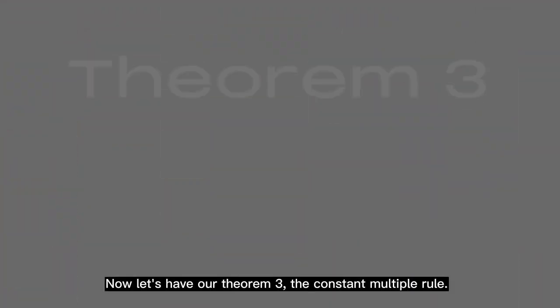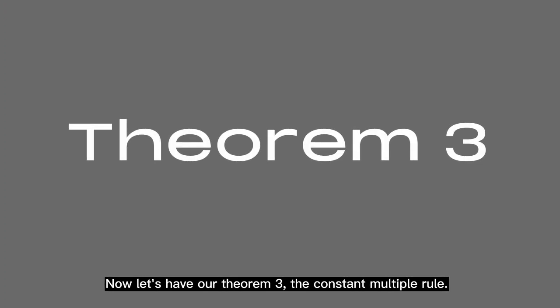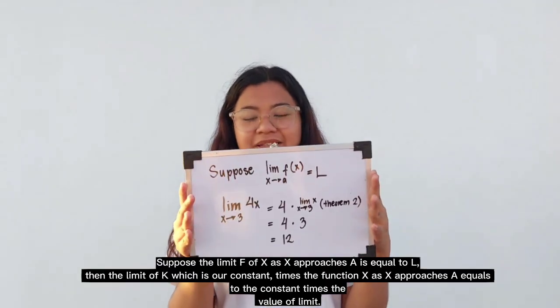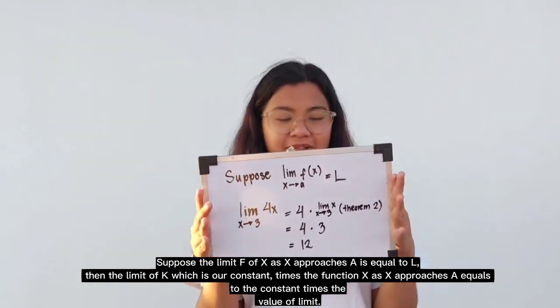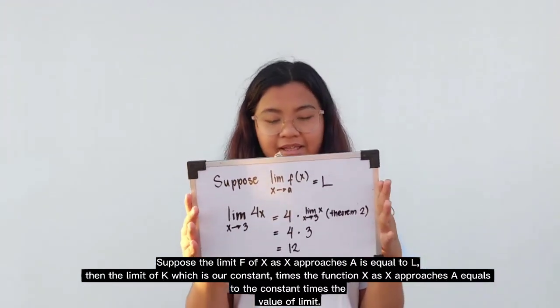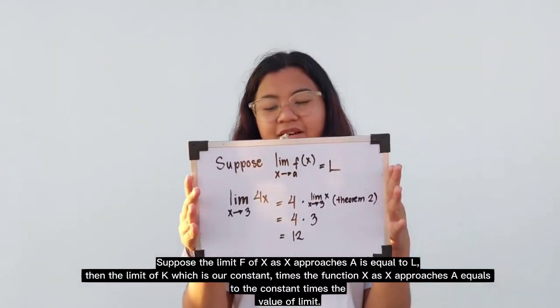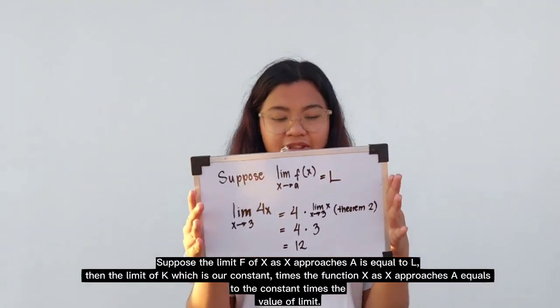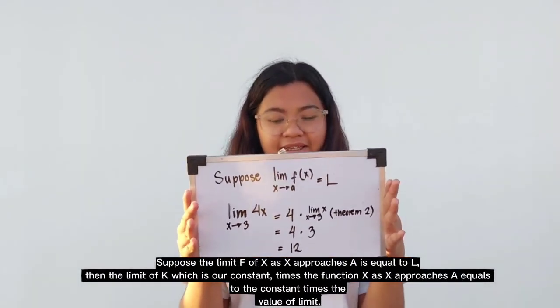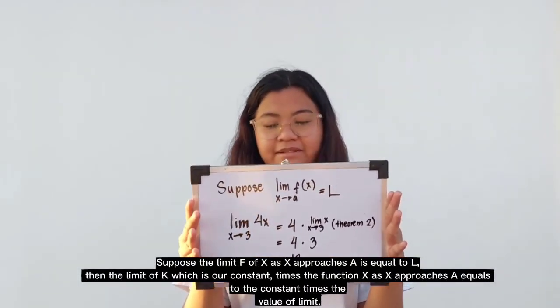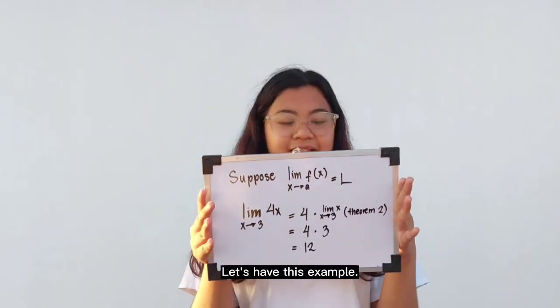Now let's have our theorem 3, the constant multiple rule. Suppose the limit of f of x as x approaches a is equal to L, then the limit of k, which is our constant, times the function f of x as x approaches a equals the constant times the value of the limit. Let's have this example.